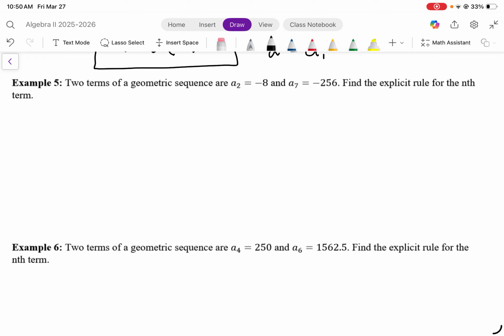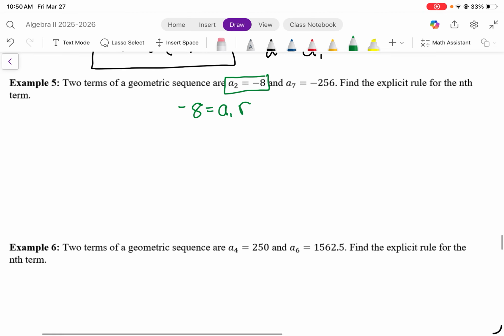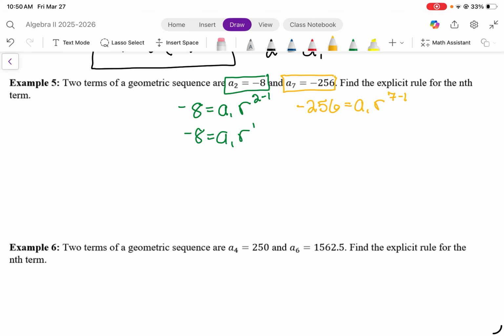All right, so just like with the arithmetic ones, when we have 2, we're going to write two equations. So I'm going to have negative 8 equals, they don't tell me my first term, and they don't tell me my r value. But they did give me an n value here of 2, so I'll have 2 minus 1. And that can just be simplified to a sub 1 times r to the first power. Then for my second term they give us, we can also plug that into an equation. Negative 256 equals a sub 1 times my r value to the 7 minus 1, which I can simplify to just have the exponent of 6.